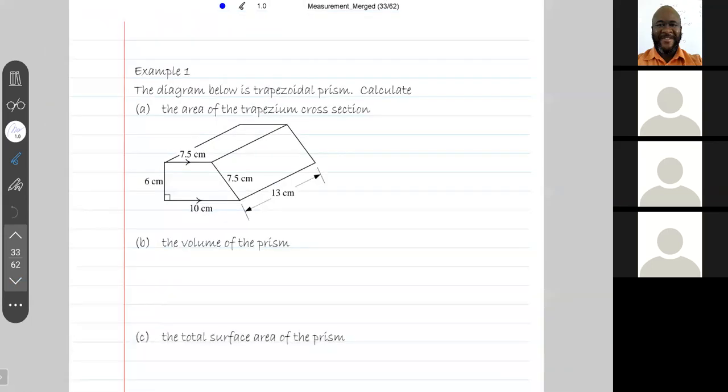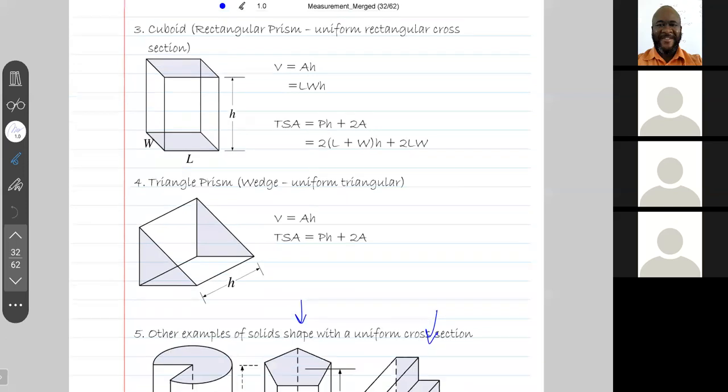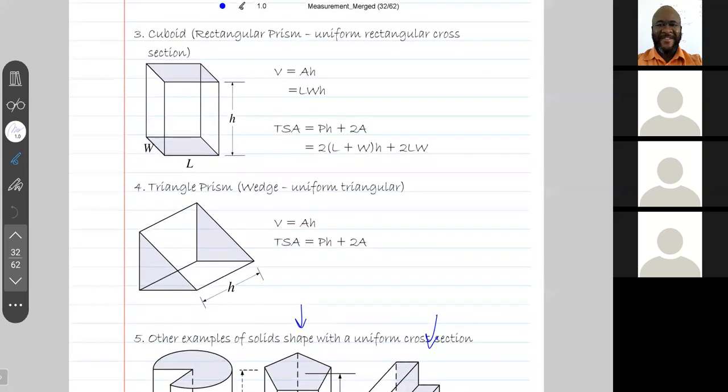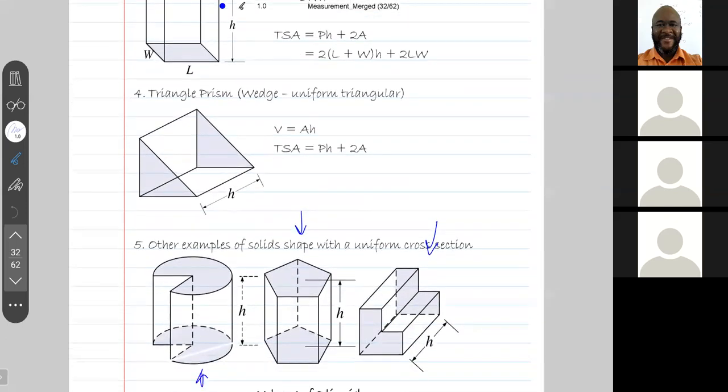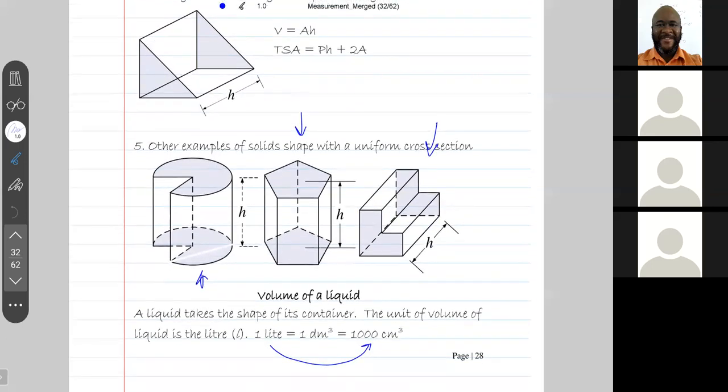All right. Largely, ladies and gentlemen, that is the introduction to volumes. Next, we're going to look at some examples.